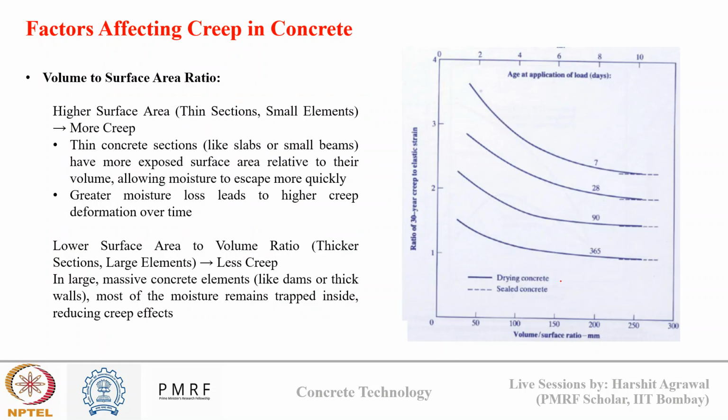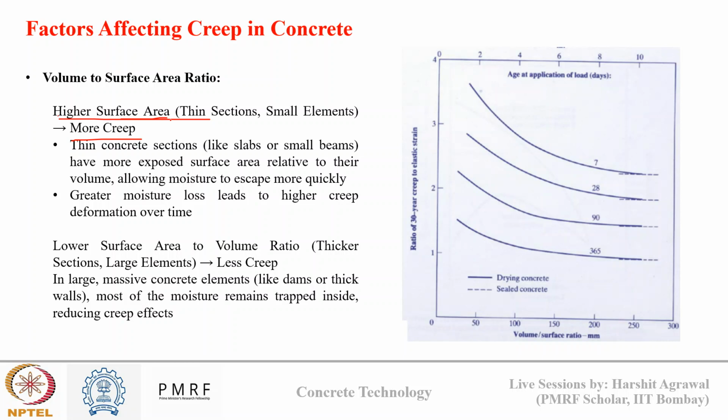Now, after mixture proportion factors, the second factor is the dimension, which is represented by the volume to surface area. It is observed that a higher surface area will result in more creep. By a higher surface area, I mean a thin section or a small element.